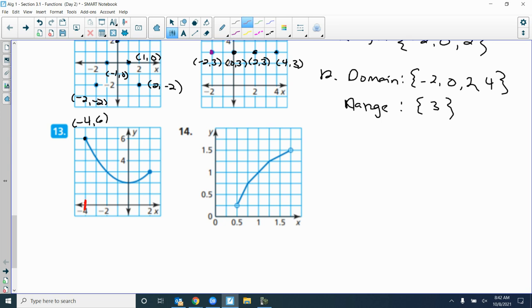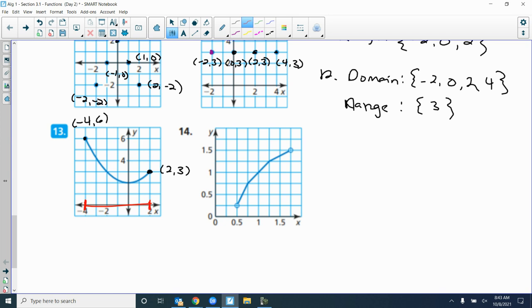And then I'm going to go down to the x-axis. I'm going to put a mark. And go to the furthest point on the right. That is the point 2, 3. And so right here, that's 2, 3. It covers that whole area.